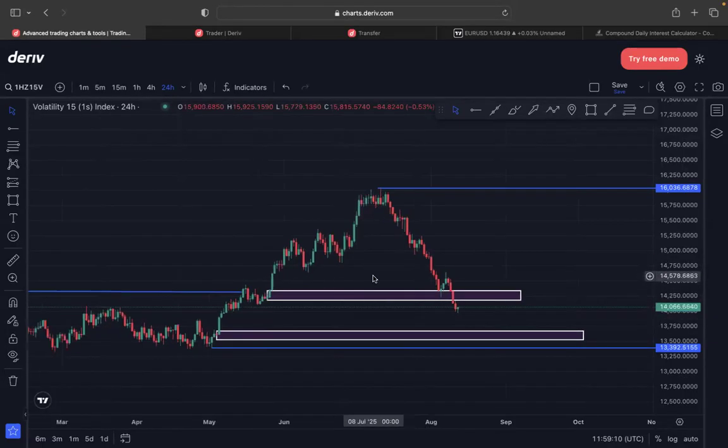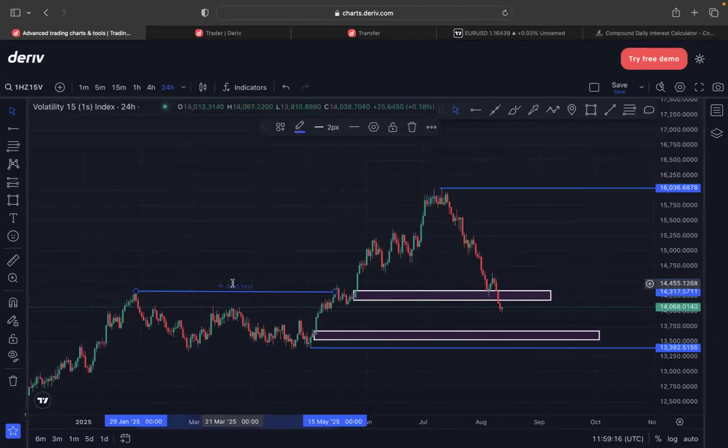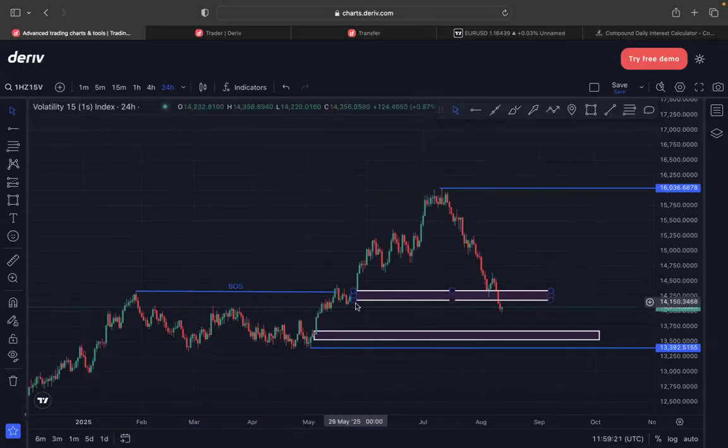Now, the reason this one is not valid is because look at this. It did not lead to any break of structure. This was the one that led to our break of structure here. This is our break of structure here. But this one is not as strong. It did not lead to the major break of structure. This one is the important one here, as you can see.